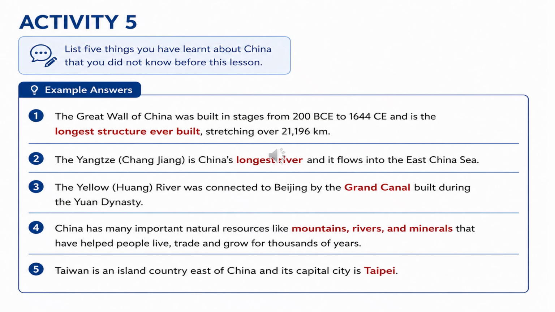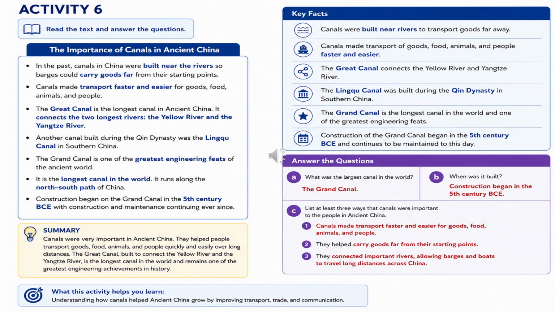Okay, you can write your own answers if your answers are different, but based on what you learned in today's lesson, that is perfectly fine. The important thing is that you can explain what you have learned using your own words. So well done, everyone. I hope you understood the concept well. So far we discussed. So I hope you all got an excellent mark in the mini plenary. You were able to write 5 facts about China. Now let's again move to activity 6.